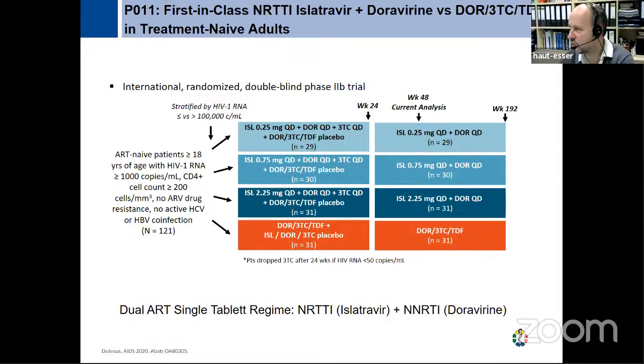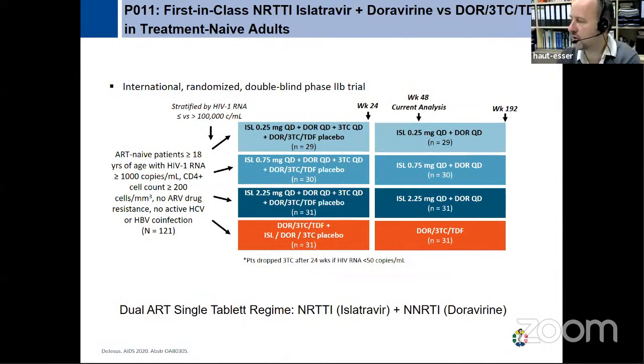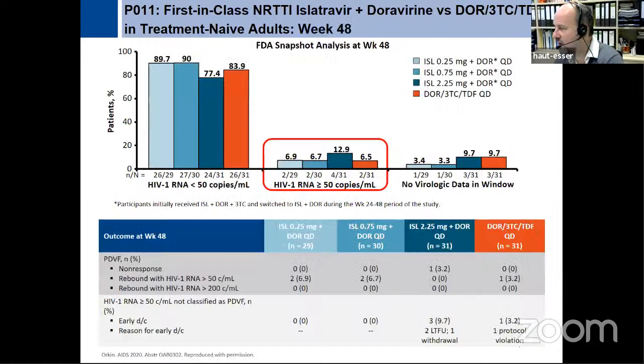So I only want to show the very preliminary data from AIDS this year. This is a phase 2 study where they try to find the drug concentration you need for efficacy, for the next trials, and they use 0.25 milligram, 0.75, or very high doses, 2.25, plus Doravirine, and they compare them with each other.